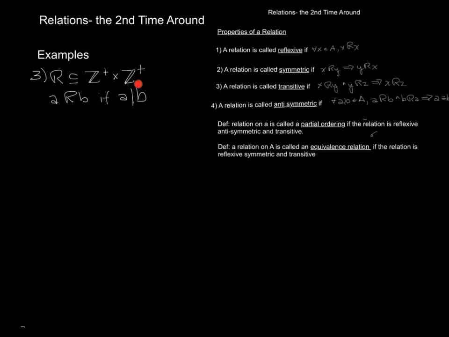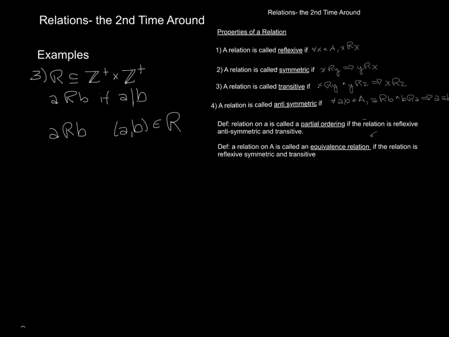Remember, Z cross Z, or Z positive cross Z positive, are all ordered pairs with positive x's and y's. And remember, if a is related to b, we could have expressed that as saying (a, b) is an element of our relation. So that's just highlighting here, taking this notation and saying that R is a subset of our Z positive cross Z positive.